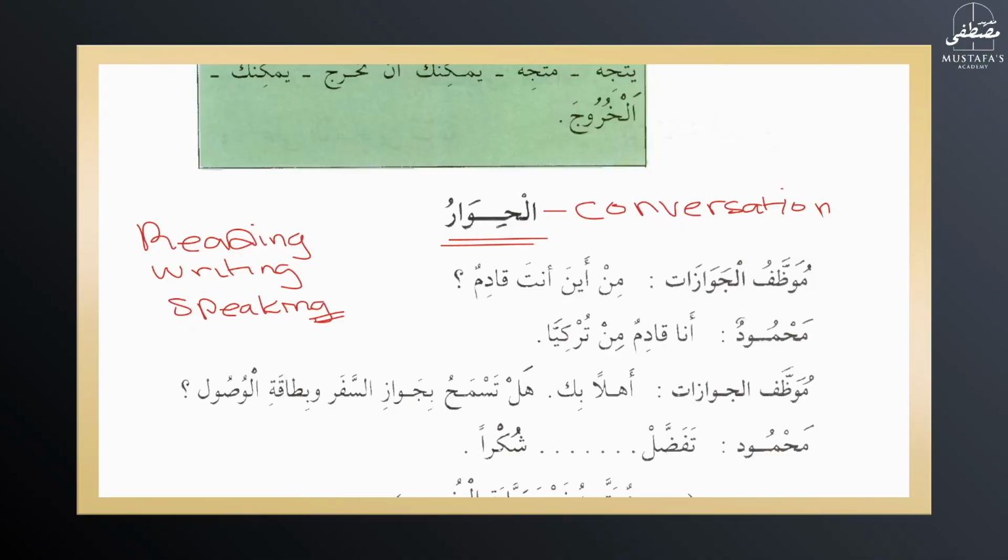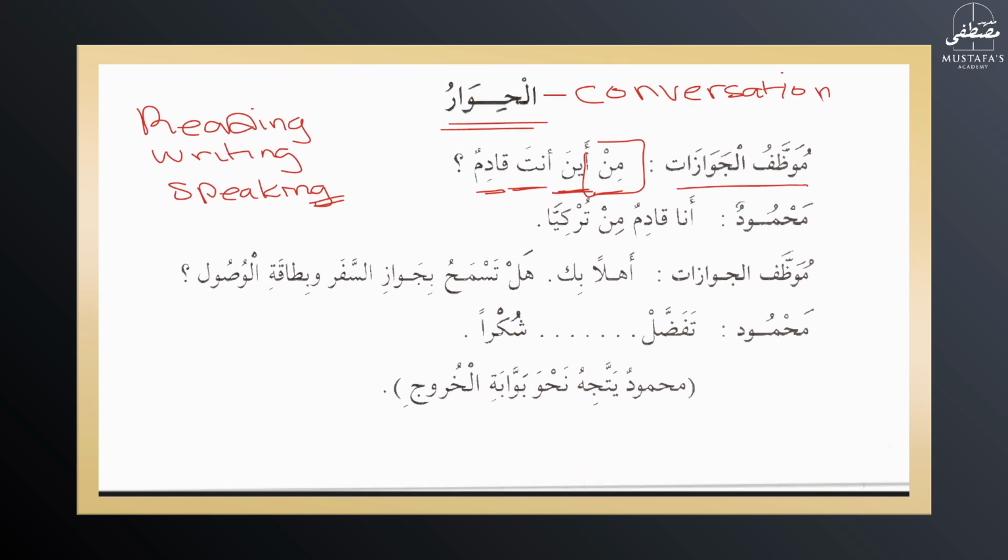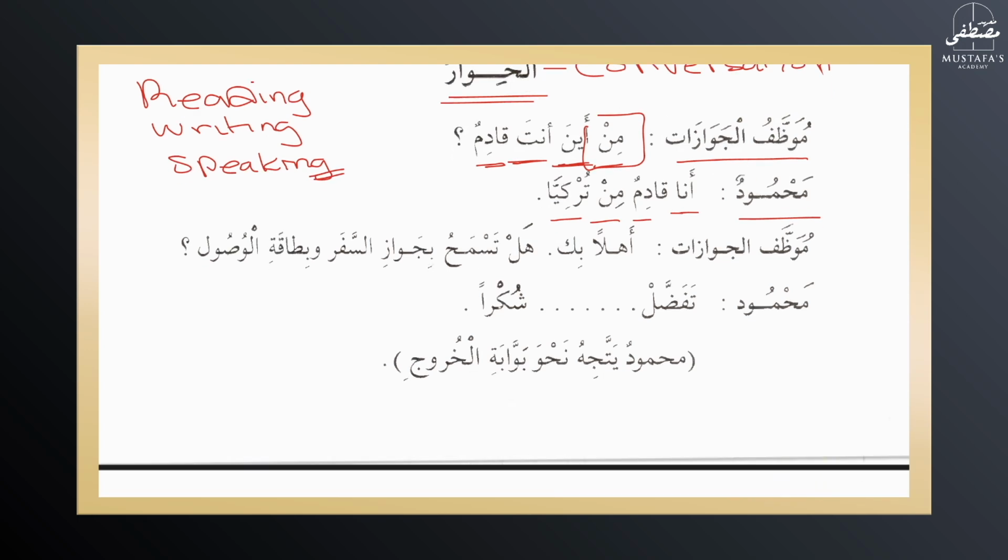So let's read a little bit of this conversation, which already contains diacritics on it, so you can understand what I'm talking about, inshallah. شوف. موظف الجوازات, the immigration officer. من أين أنت قادم? من أين? Now look at min. We said it's a preposition, isn't it? From where? أين means where. أنت means you. قادم. Coming from, basically. You've arrived from where? Mahmoud says, أنا قادم من تركيا. I'm arriving from Turkey.